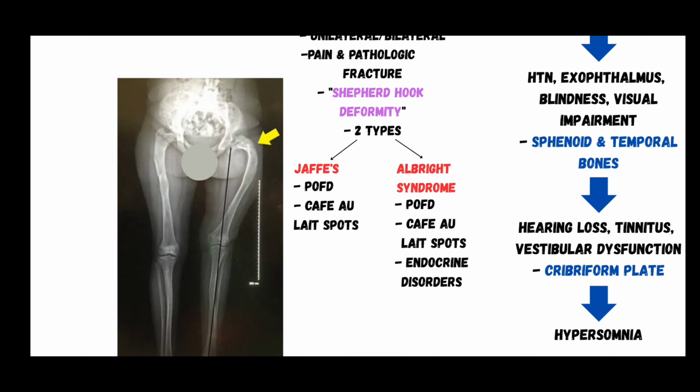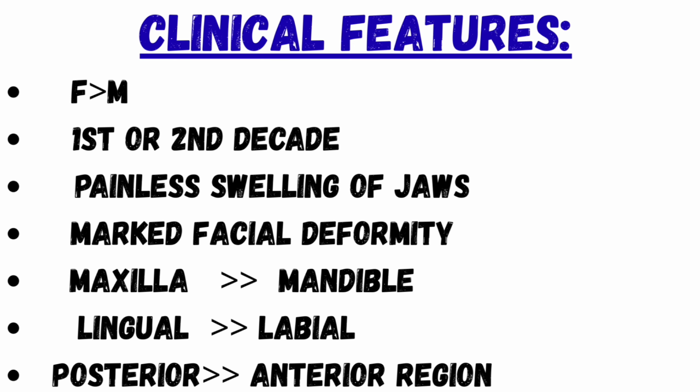Coming to the monostotic fibrous dysplasia of the jaws. Let's see the clinical features. It has almost equal predilection in both men and women. It typically manifests in the first or second decade of life. Its key symptoms include painless swelling of the jaws and marked facial deformity.